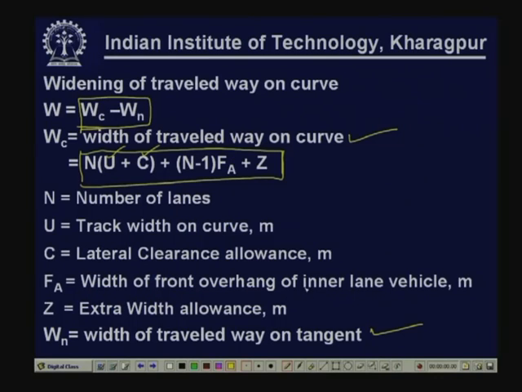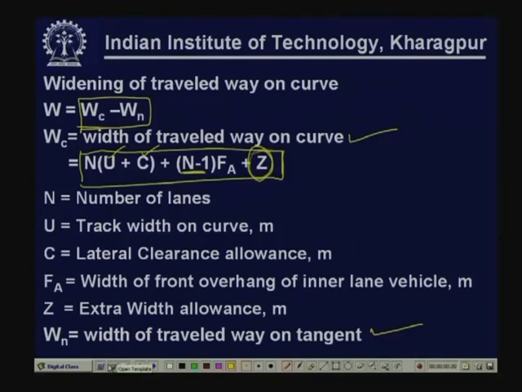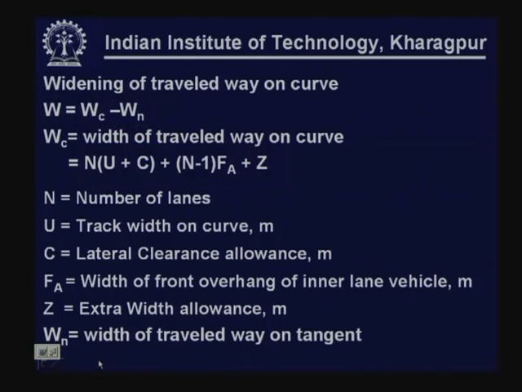It is only effective and meaningful to consider this aspect for the inner lane or lanes, not the extreme outer lane. So, excluding the outermost lane, for all other lanes this component is considered, and that is why it is n minus 1 into fa, plus z, which comes from the empirical formula. So, it is on a total width basis, that means not on a lane or vehicle basis. Based on this we can calculate the required extra widening on a horizontal curve following the AASHTO approach.